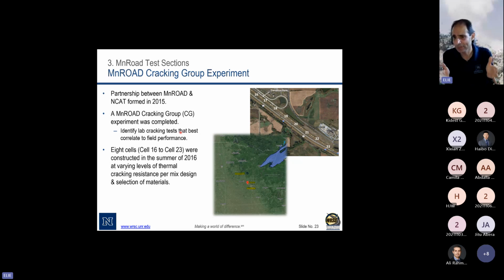MnROAD is really a test track. If you're familiar with the state of Minnesota, north of the United States, MnROAD is basically northwest of Minneapolis. It's about an hour and a half or so from Minneapolis. Back in 2015, they had a partnership with the National Center for Asphalt Technology and built test sections. The experiment objective was what they called the MnROAD cracking group. It's really to evaluate different cracking tests and then relate those to their field performance.